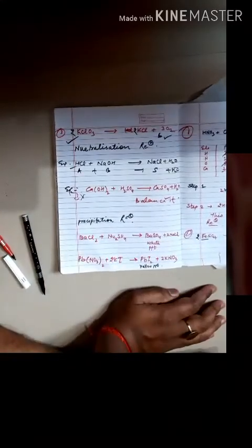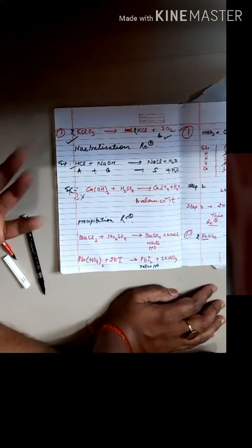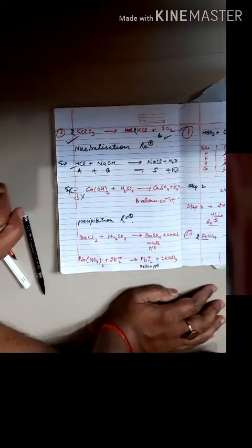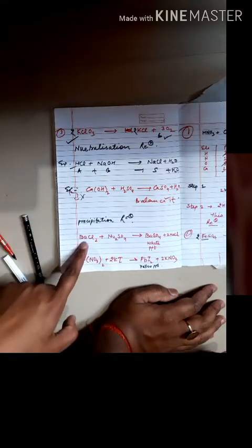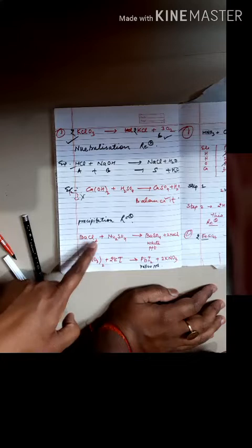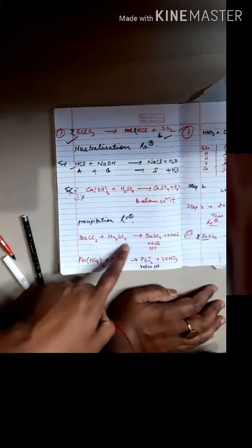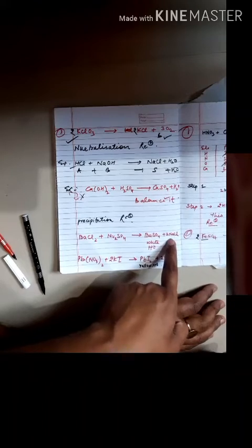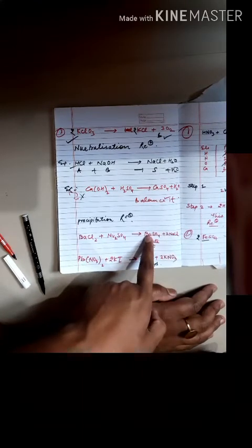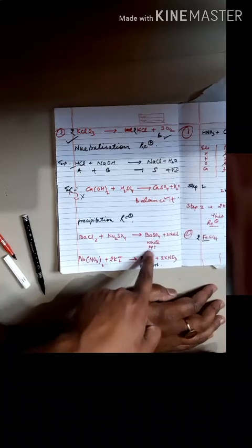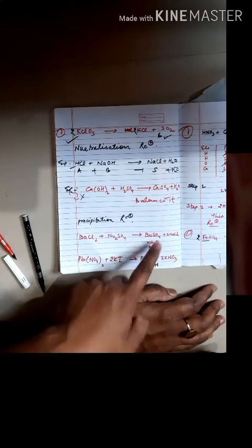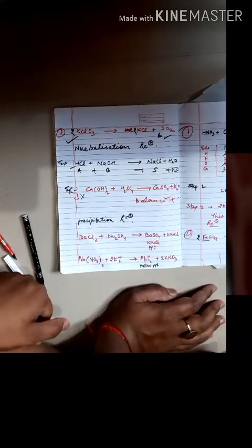Now what is a precipitation reaction? The precipitation reaction, students, is one in which some precipitate settles down in the solution. Here is one example. When you mix barium chloride with sodium sulfate, you get BaSO4 plus 2 NaCl. This is a salt, this is also a salt. You get a white precipitate. So this is a precipitation reaction.